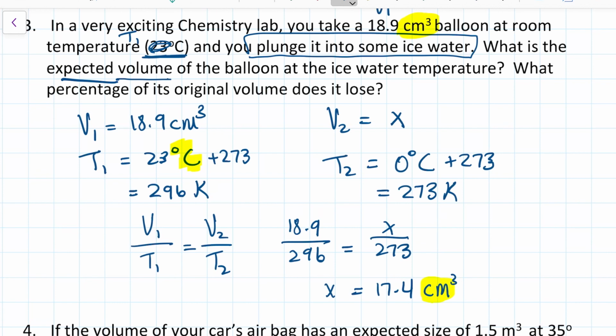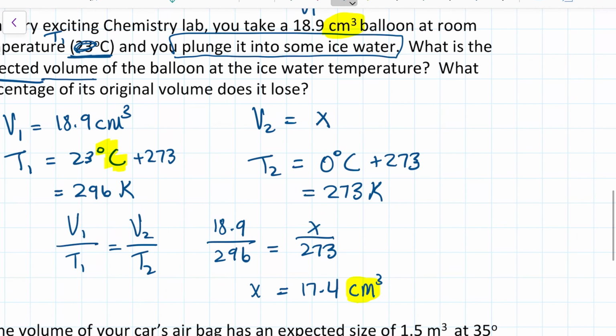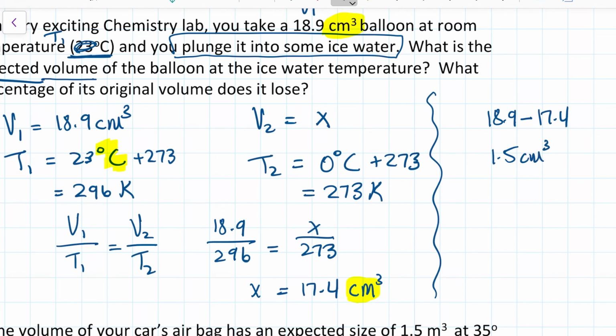Let's now solve for the percentage. It says, what percentage of its original volume does it lose? Well, it started at 18.9 and it ended at 17.4. So it lost 1.5 centimeters cubed. And the question says, what percentage of its original volume? So it lost 1.5 centimeters cubed of its original volume. Its original volume was 18.9. So 1.5 divided by 18.9 times 100.